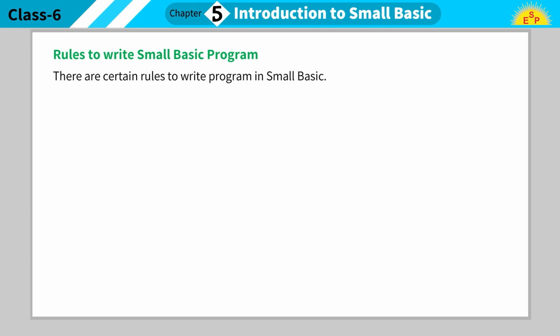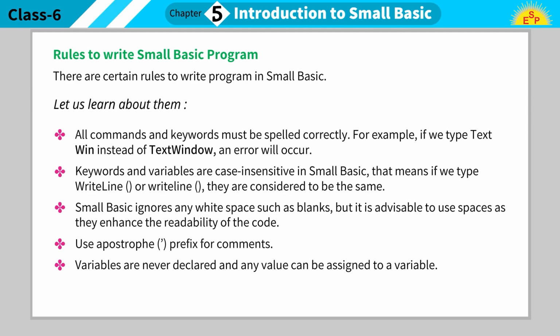There are certain rules to write a program in Small Basic. Let us learn about them. All commands and keywords must be spelled correctly. For example, if we type text win instead of text window, an error will occur.